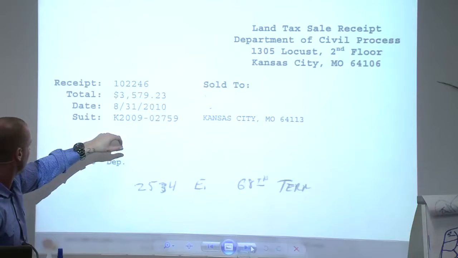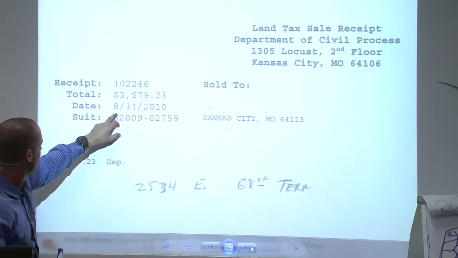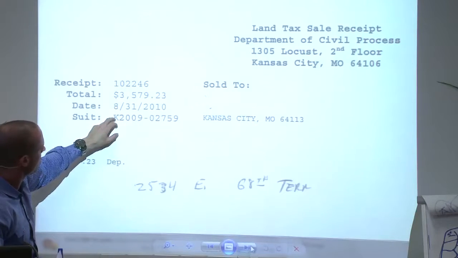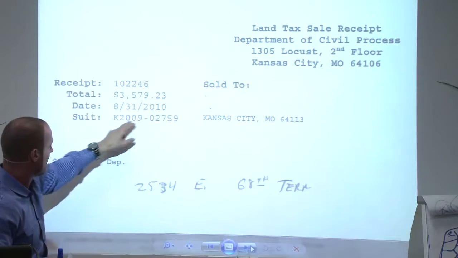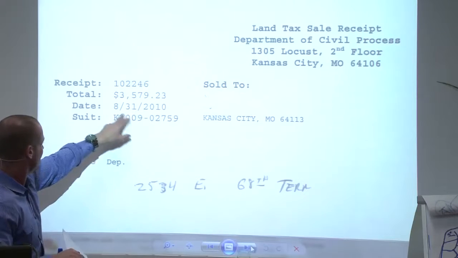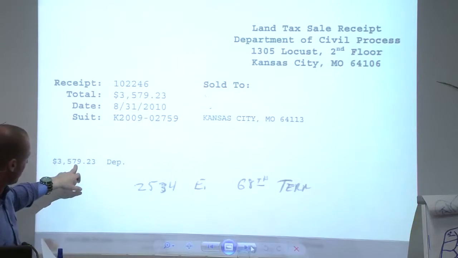This is the 2010 sale. This is actually a 2012 sale. I don't know why this says that, it's a typo. This is a 2012 sale, I'm pretty sure. I know it is. So I don't know. They messed that up. But for suit number 2009-0279, I bought that for this amount.